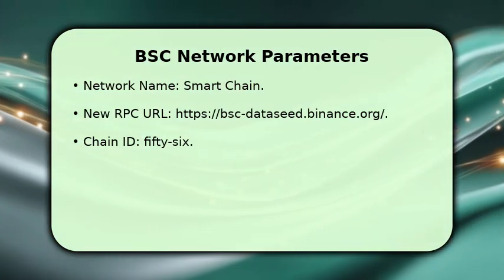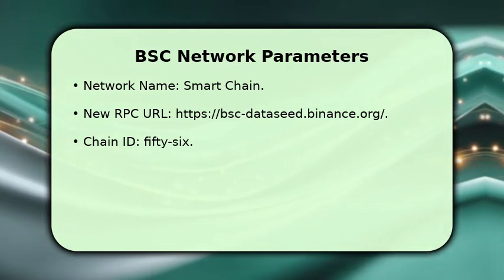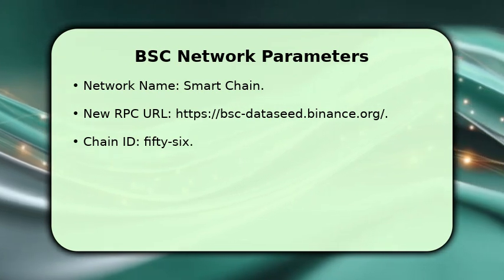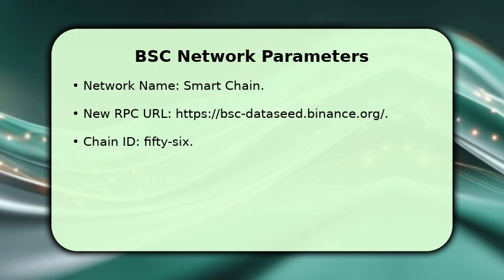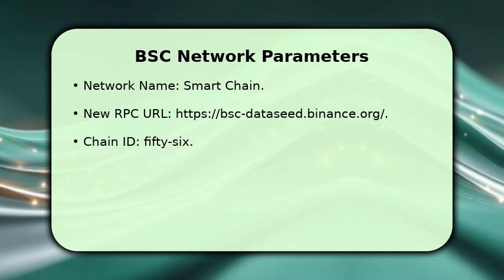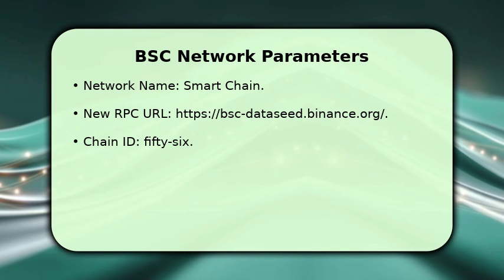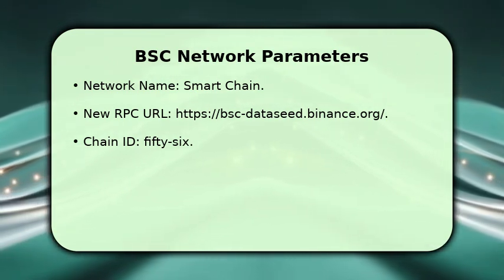For the network name, type Smart Chain. The new RPC URL is https://bsc.binance.org/. The chain ID is 56. The currency symbol should be BNB. Finally, the Block Explorer URL is https://bscscan.com/. Double-check these entries carefully to ensure a successful connection. Once entered, click Save to add the network.